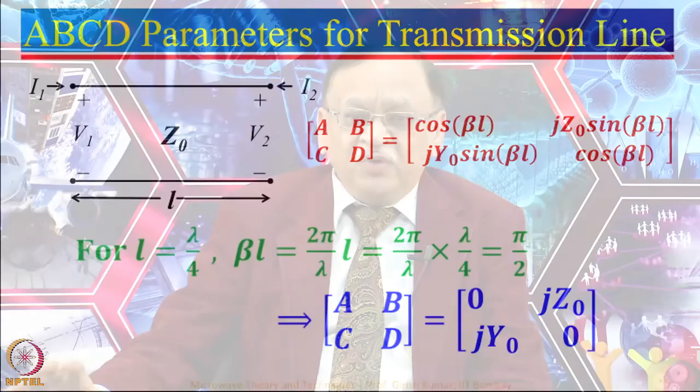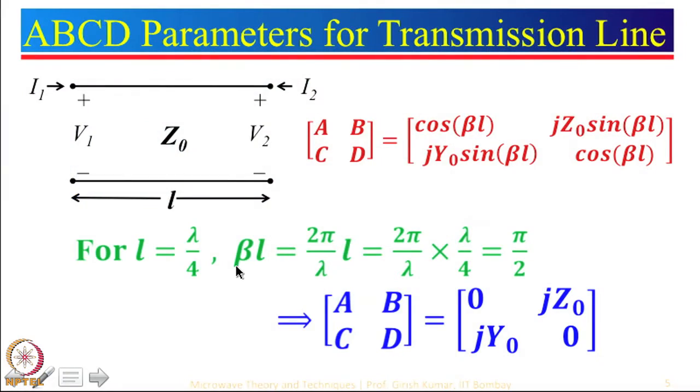I just want to mention a few additional things here. Many books, instead of writing beta, write k. So, beta is equal to k, which is equal to 2 pi by lambda.